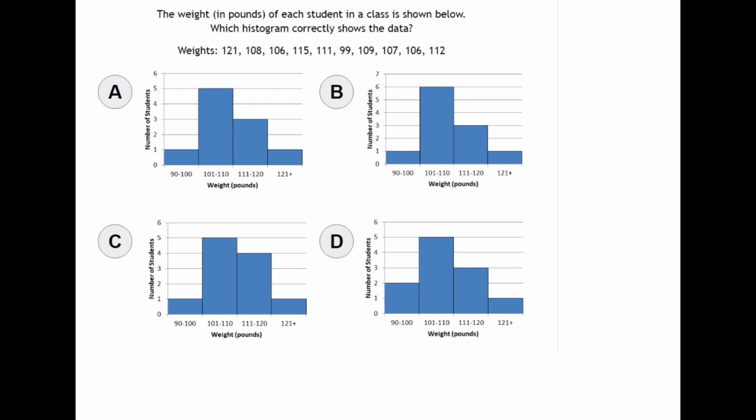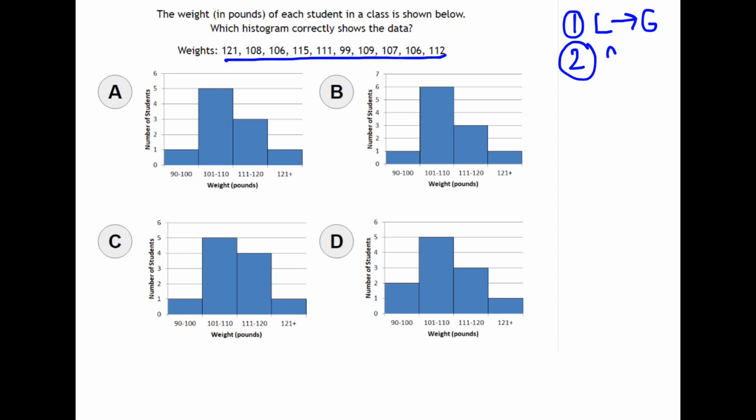The weight in pounds of each student in a class is shown below. Which histogram correctly shows the data? So here are our weights. The first thing that you are going to need to do is put them in order from least to greatest. And then you need to find out how many go in each category.